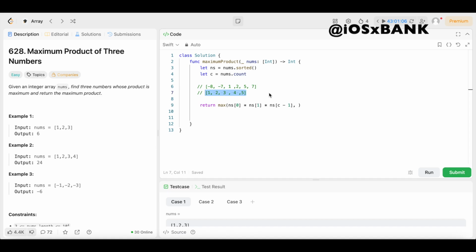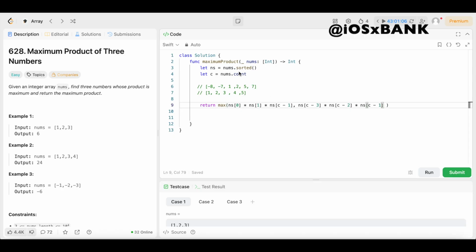So then we're going to say, sorry y'all. So for this, the second part, we're just going to multiply the last three numbers. So we're going to say ns square bracket c minus 3 times ns square bracket c minus 2 times ns square bracket c minus 1.